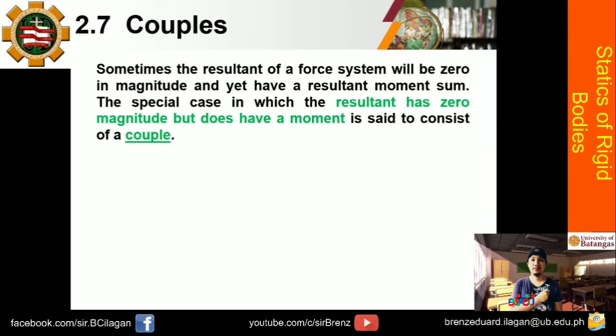The special case in which the resultant has 0 magnitude but does have a moment is said to consist of a couple. So again daw, so basahin natin, sometimes the resultant is 0. But it doesn't mean na wala siyang moment na maproproduce. So kapag ganito daw yung case mo, this is considered as a couple o nagko-consist ng couple. So para mas maunawaan yung sinasabi ko dito, so subukan natin sa isang example.